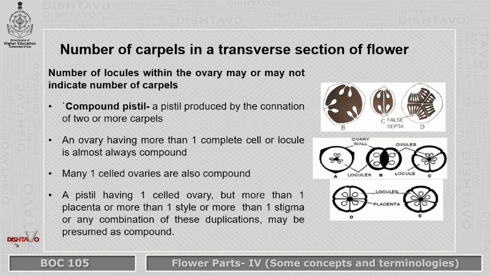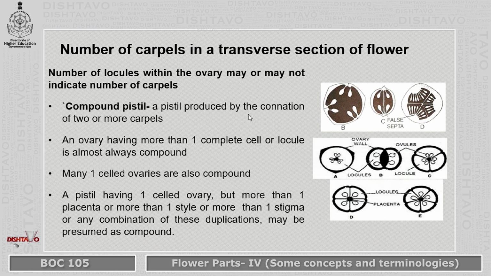So how many carpels are fused to form a single ovary? The number of locules within the ovary may or may not indicate the number of carpels. This requires some understanding. We cannot say from the number of locules. If the ovary is unilocular, then we cannot jump to say that it's only one carpel.